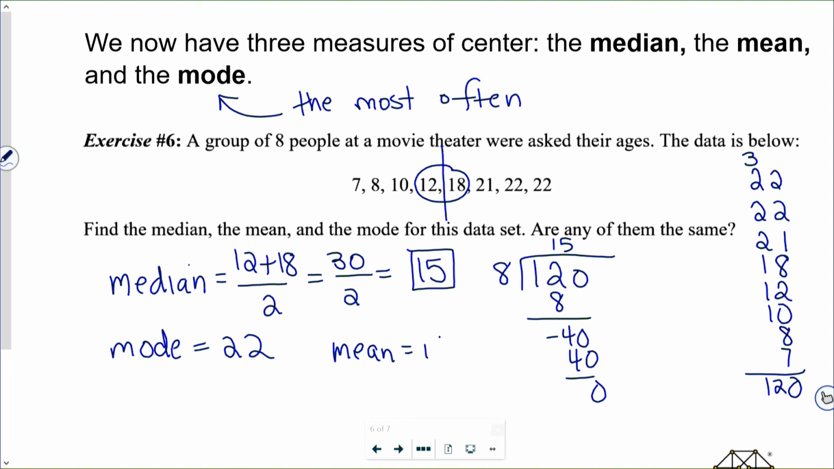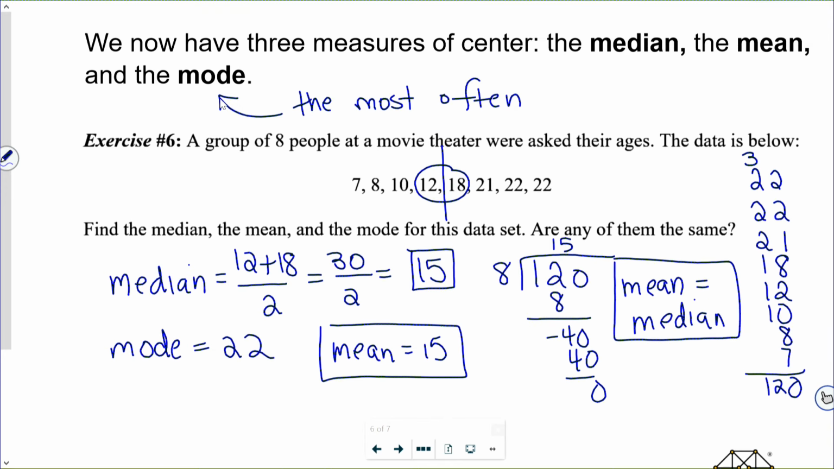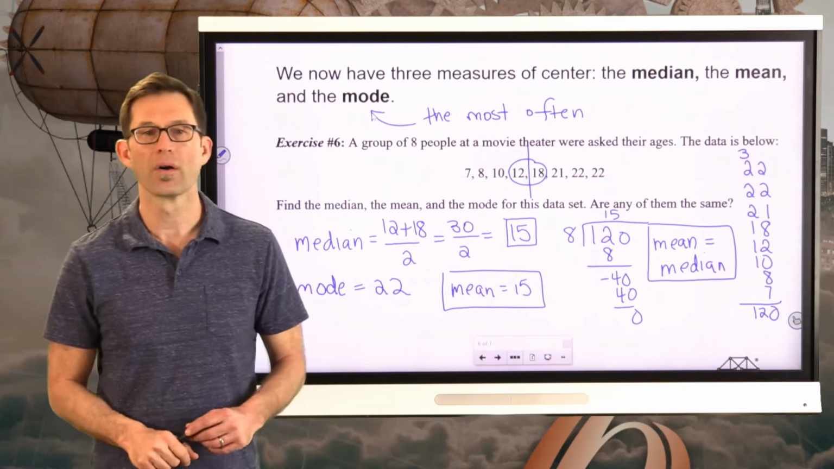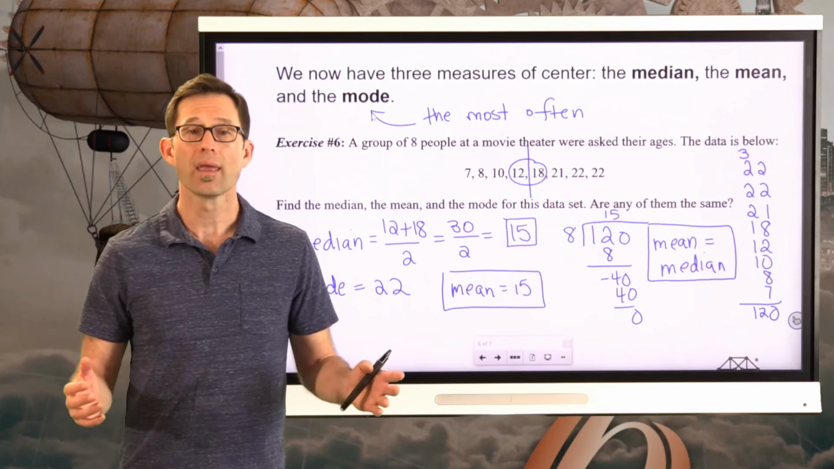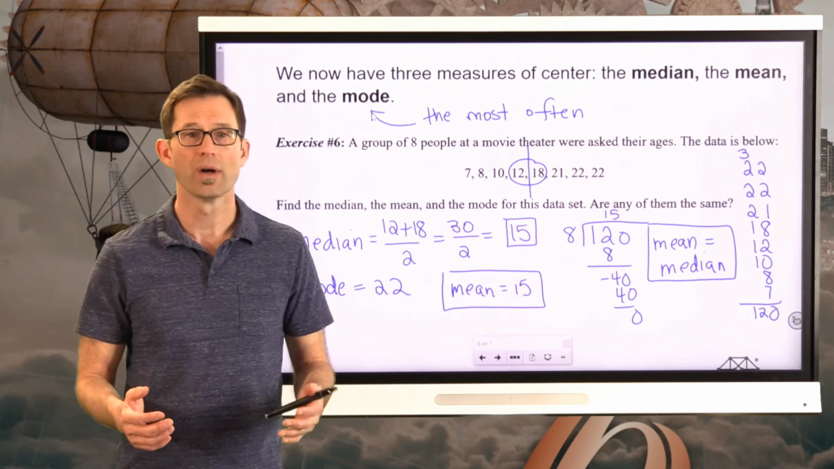is also 15. And yeah, the mean and the median. The mean is equal to the median, right? Are either one of them the same? You bet. In this rare of all cases, the mean and the median are the same number. And again, that certainly can happen, right?